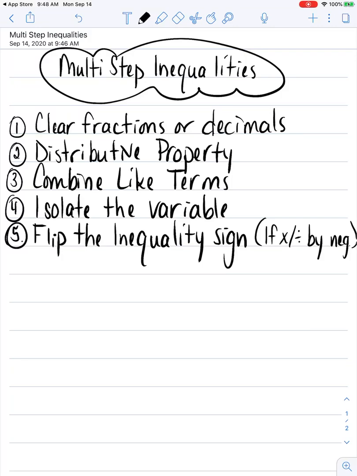Hey guys, today we're going to take a look at solving multi-step inequalities. First, I'd like for you to pause your video and write these steps in your notes. Now that you've written your steps in your notes, these are the same as solving equations, except the last step is, remember, we flip the inequality sign if we multiply or divide by a negative number.